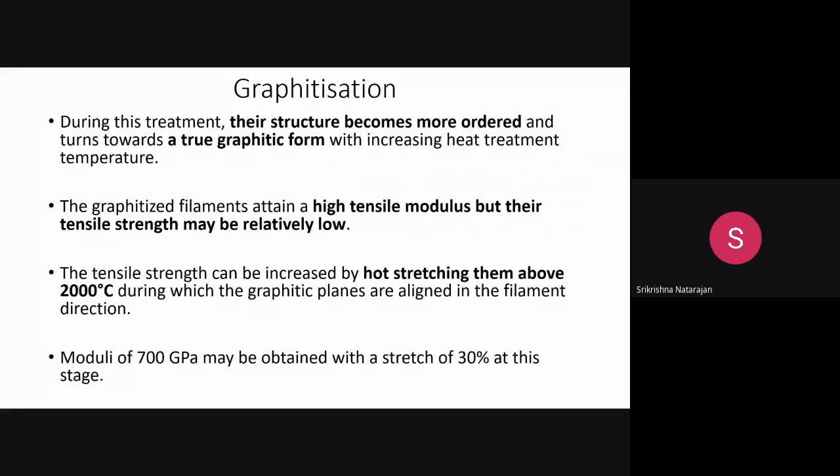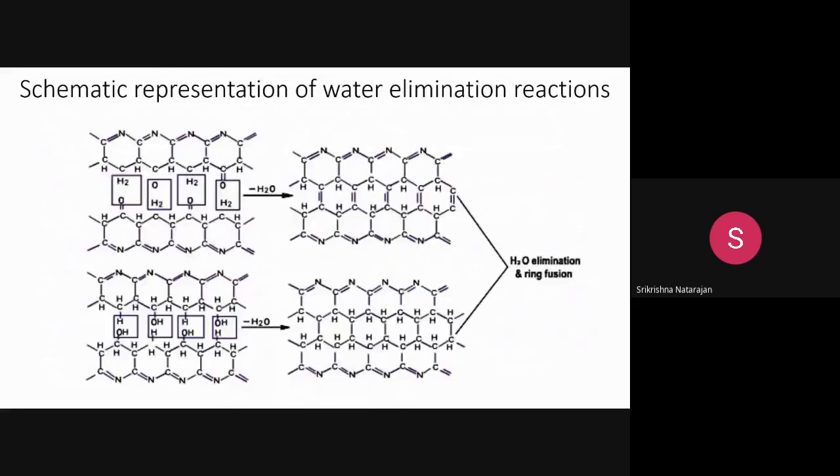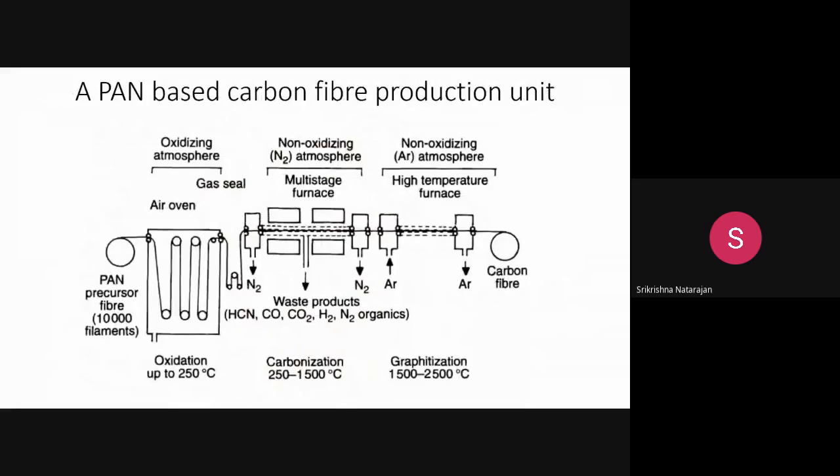So you need to apply some stretch during the manufacture so that the graphitic planes get aligned in the filament direction. Okay, because you know well that orientation is very important for the mechanical properties. Okay, so this is an important step. If you just see the process here, this is how it works.